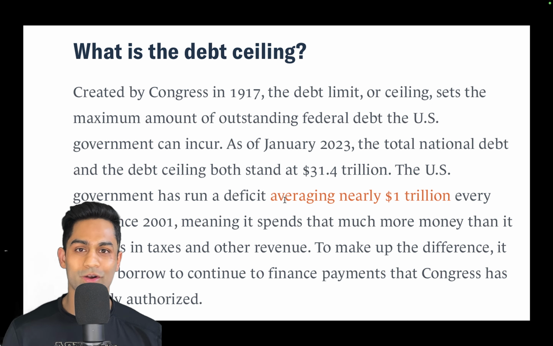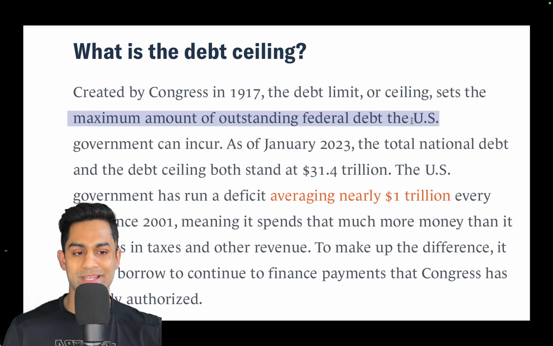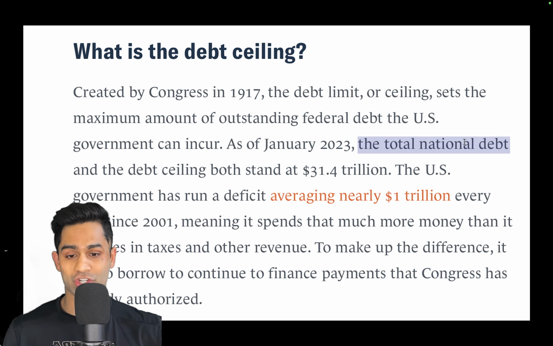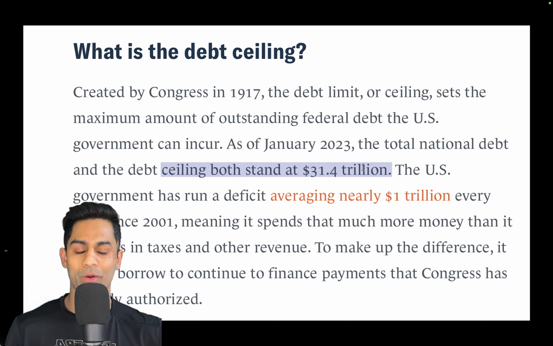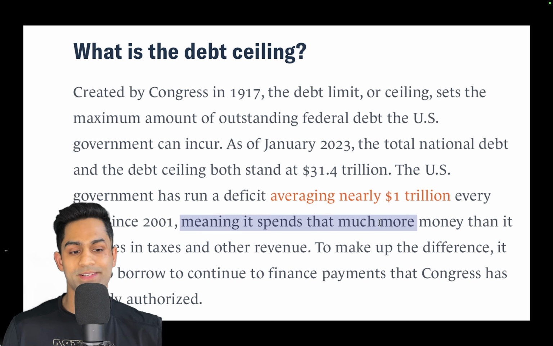Now, created by Congress in 1917, the debt limit or the ceiling sets the maximum amount of outstanding federal debt the U.S. government can incur. As of January 2023, the total national debt and the debt ceiling both stand at a whopping $31.4 trillion, and the U.S. government has run a deficit averaging nearly $1 trillion every year since 2001, meaning it spends that much more money than it receives in taxes and other revenues.